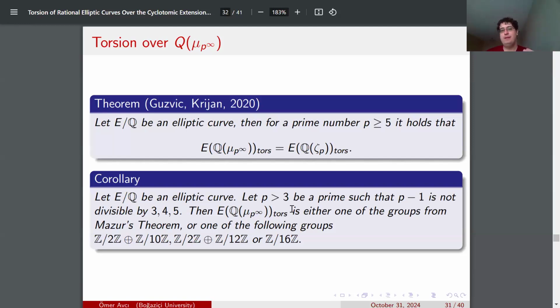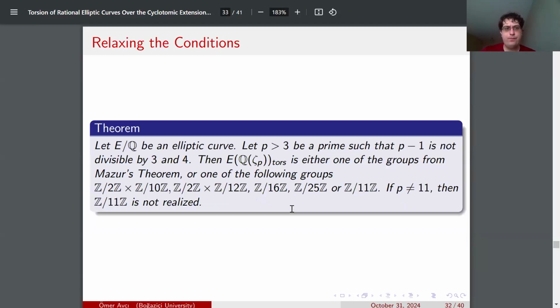This mu_P^infinity means the set of all P-power roots of unity. So there's P power, P squared power, etc. So this infinite extension has the same torsion as Q(zeta_P). So just the direct corollary. Now we made the classification over this infinite extension. Okay, so relaxing the conditions, I'll just show it is possible.